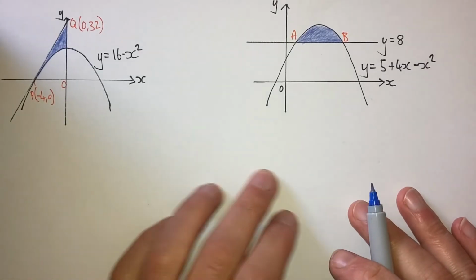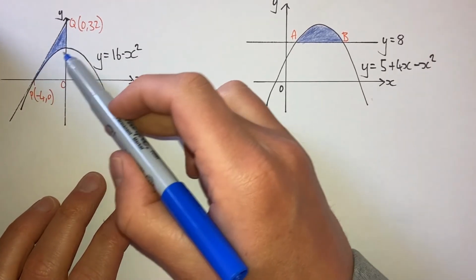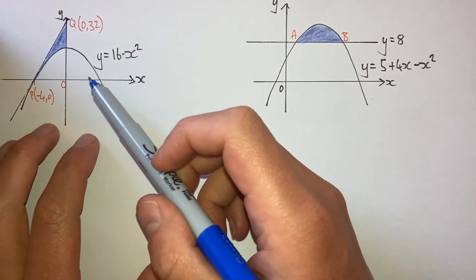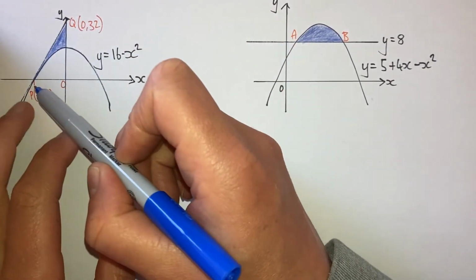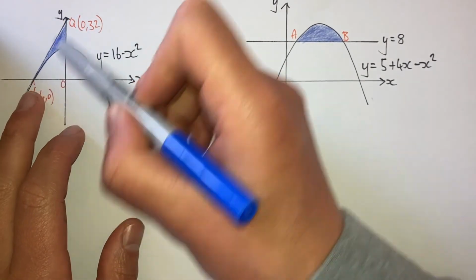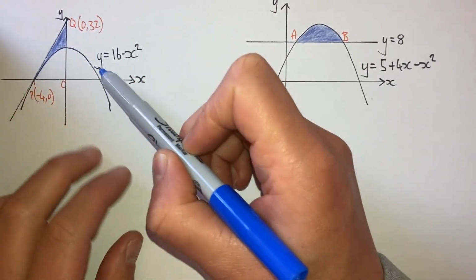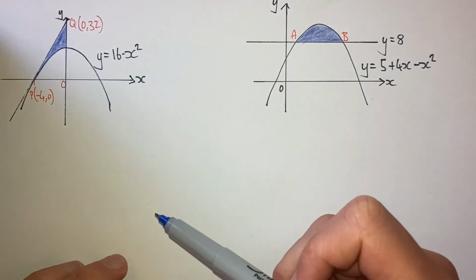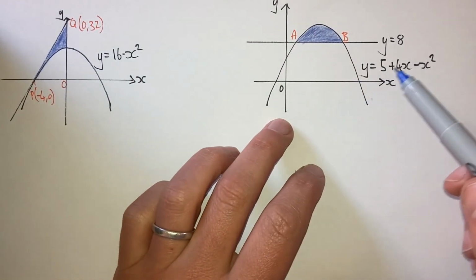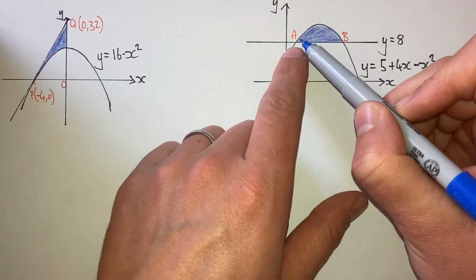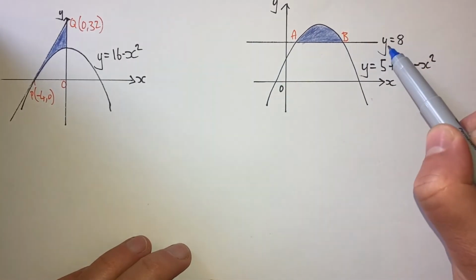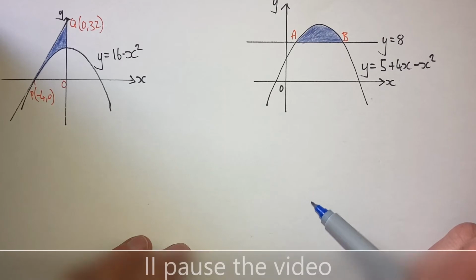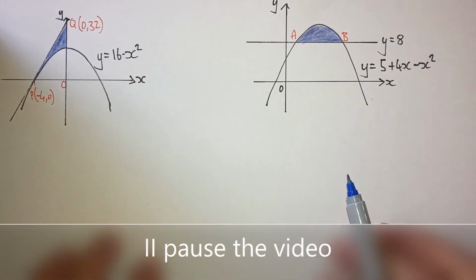Here are 2 questions for you to try. You need to find the area of the shaded region. This one on the left, it's the area that's trapped between this line here and the points P and Q, underneath that line to this curve here, which has the equation y equals 16 minus x squared. In this one on the right hand side, the shaded region there is trapped between the curve, which is y equals 5 plus 4x minus x squared, and the line here, which is y equals 8. So pause the video, have a go at each question, and then press play when you're ready for the answers.